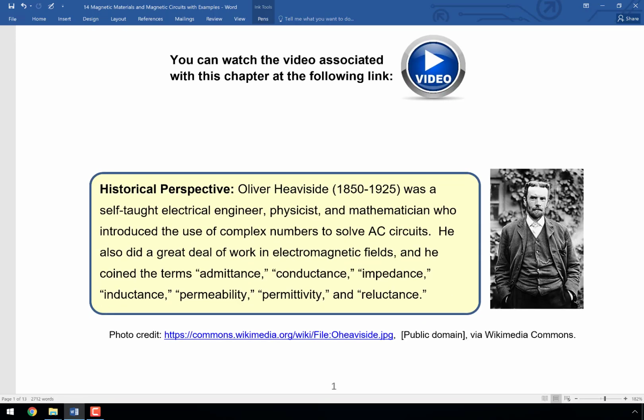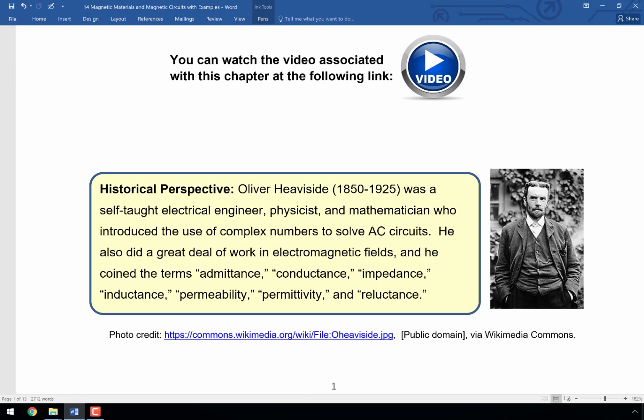Our historical perspective today is one of my favorites. Oliver Heaviside, you can see from his picture that he's actually quite slim. He was a self-taught electrical engineer, physicist, and mathematician. And the most important word in this whole description here is self-taught, because he was not part of the establishment. He was kind of an outsider, and he was always putting these ideas into the discussion that the insiders didn't like. And so I really, sort of along with Nikola Tesla, I really like Oliver Heaviside.